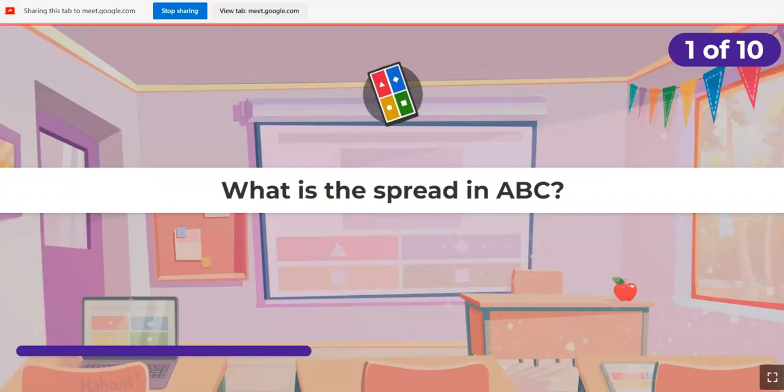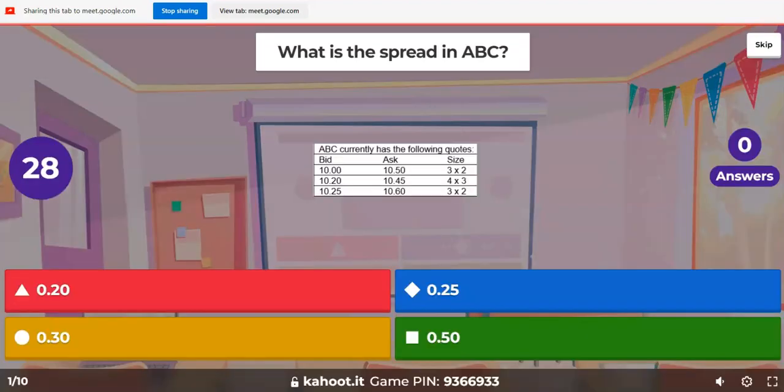First question: what is the spread in ABC? ABC is the current quantity of books, so the size. So what is the spread? A, 20 cents; B, 25 cents; C, 30 cents; D, 50 cents.